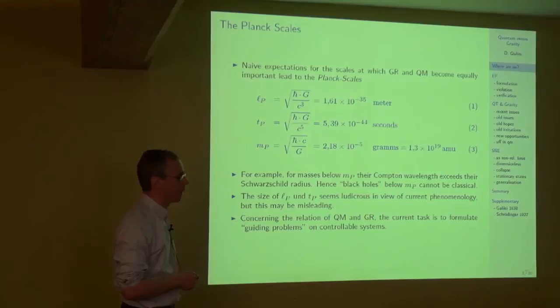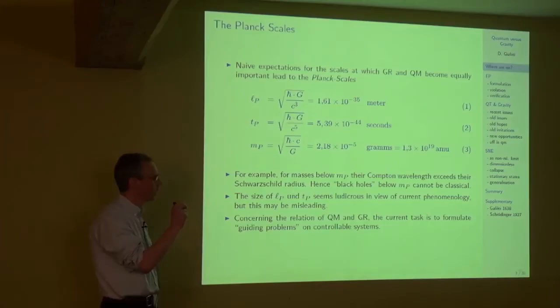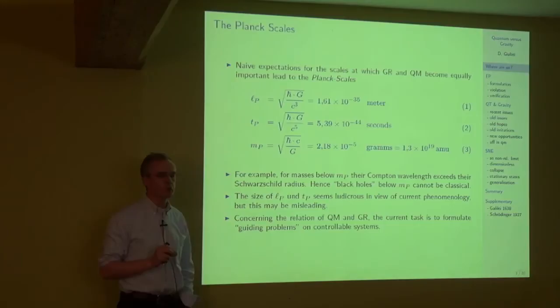If a black hole has a mass that is less than the Planck mass, then its horizon diameter is less than its Compton wavelength. Now, a Compton wavelength is a distance below which you cannot really talk about classical distances. The resolution is not there to actually resolve distances smaller than this.